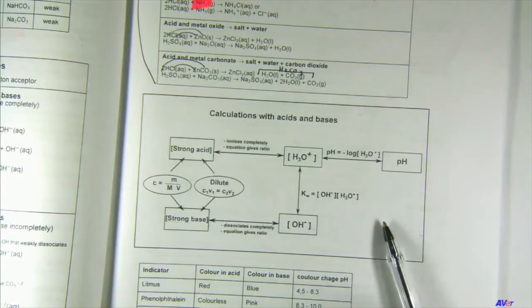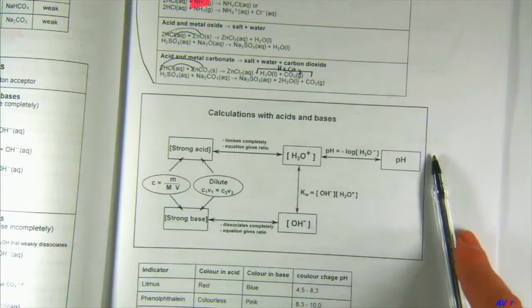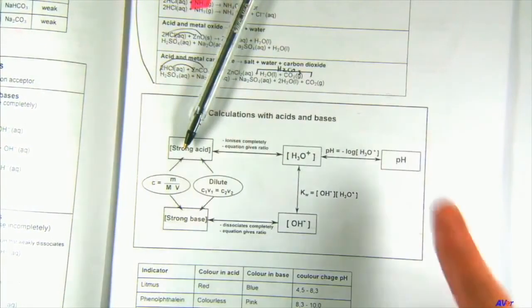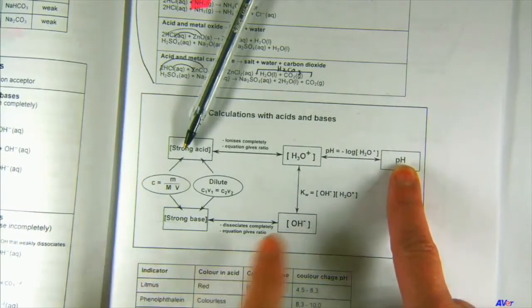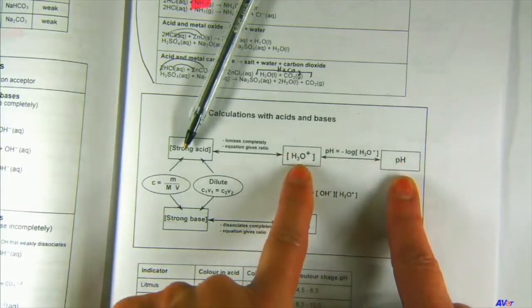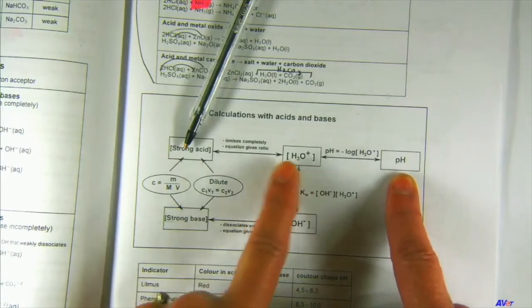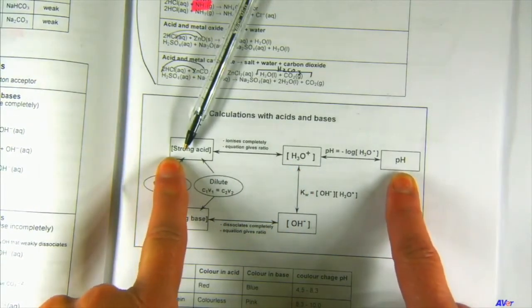The diagram is supposed to help you. The diagram is supposed to show you how to get whatever you want. So if, for instance, they tell you you've got an acid and they give you the concentration of the acid and they ask you the pH, you start by saying, for pH I need the H3O+ concentration. Right. But that is not necessarily the same as my acid.